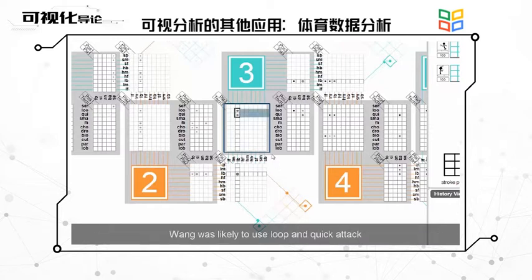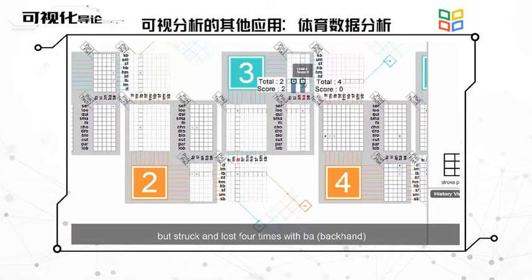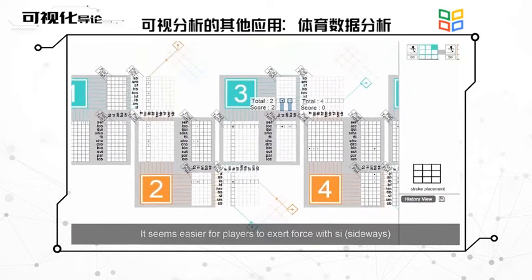1 was likely to use loop and a quick attack. We further click on the grid cell of the loop and the long backhand, and then focus on another intra-stroke matrix. We can see 1 struck and scored twice with sideways, but struck and lost 4 times with backhand. It seems easier for players to exert force with sideways to strike the ball using loop.